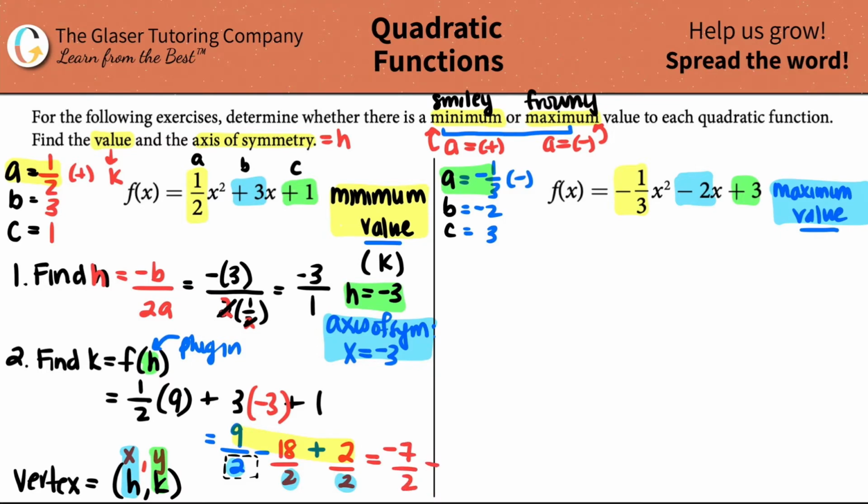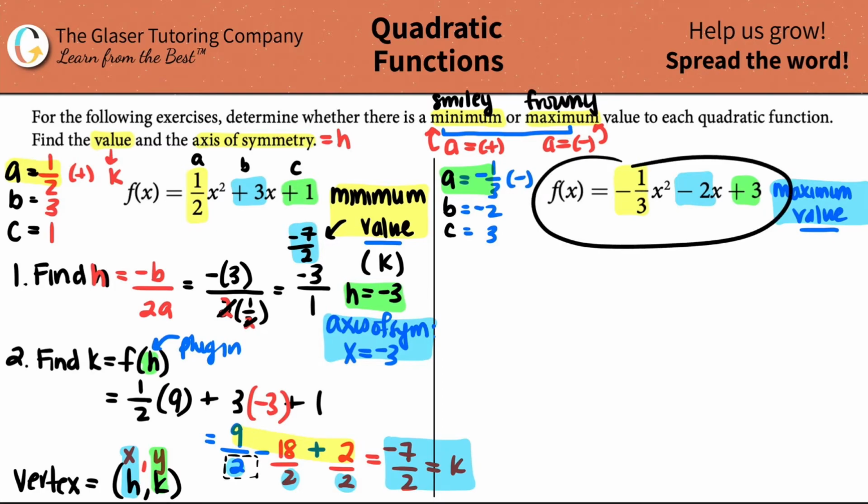And that's my k value. And remember, the k value is the value of the minimum or the maximum, right? The value is the k value. In this case, we have a minimum, so that value would be negative 7 over 2. And the axis of symmetry was x equals negative 3. And that's the two answers for the first one.